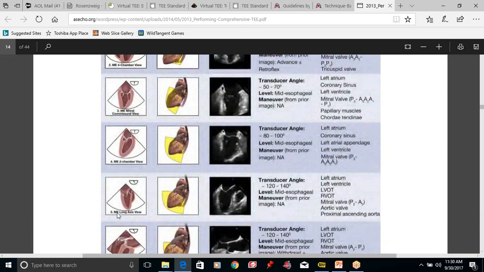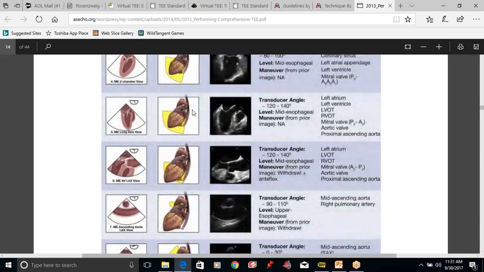Still at your mid-esophageal level, at say 130, 135 degrees, you can get your aortic valve, ascending aorta, the anterior mitral leaflet, posterior mitral leaflet, left atrium, left ventricle. So you have to know the different structures, because they'll put a vegetation in some place and you have to identify where it's located. So you have to know the structure that you're looking at.